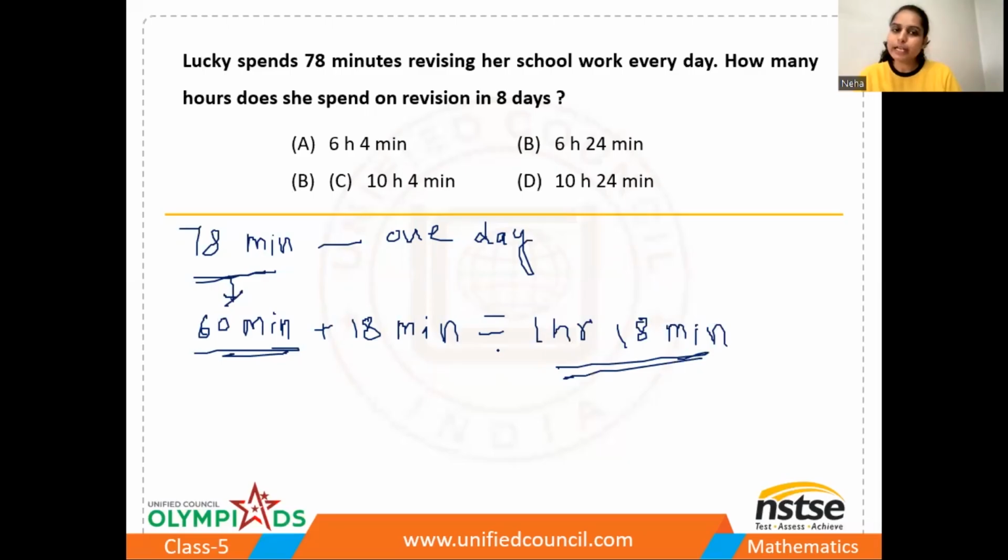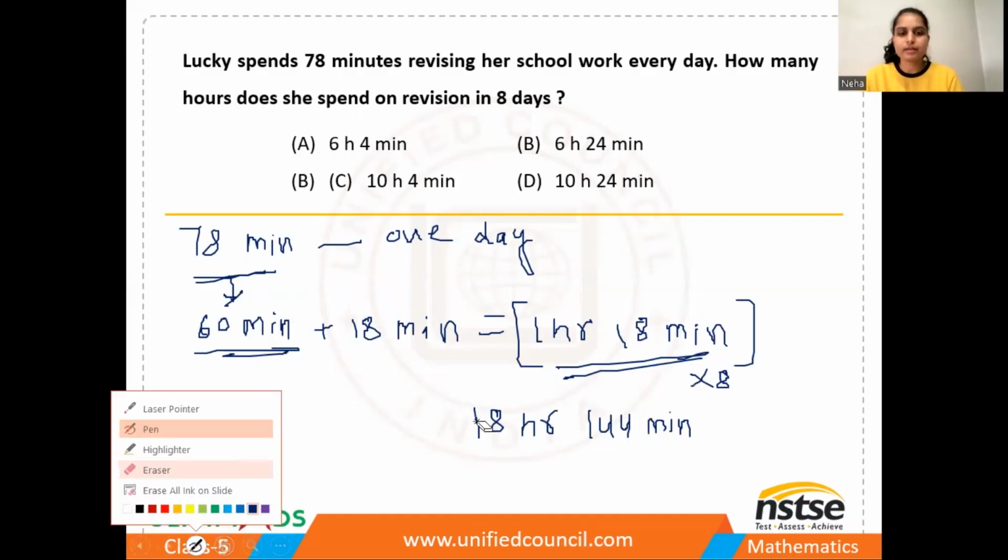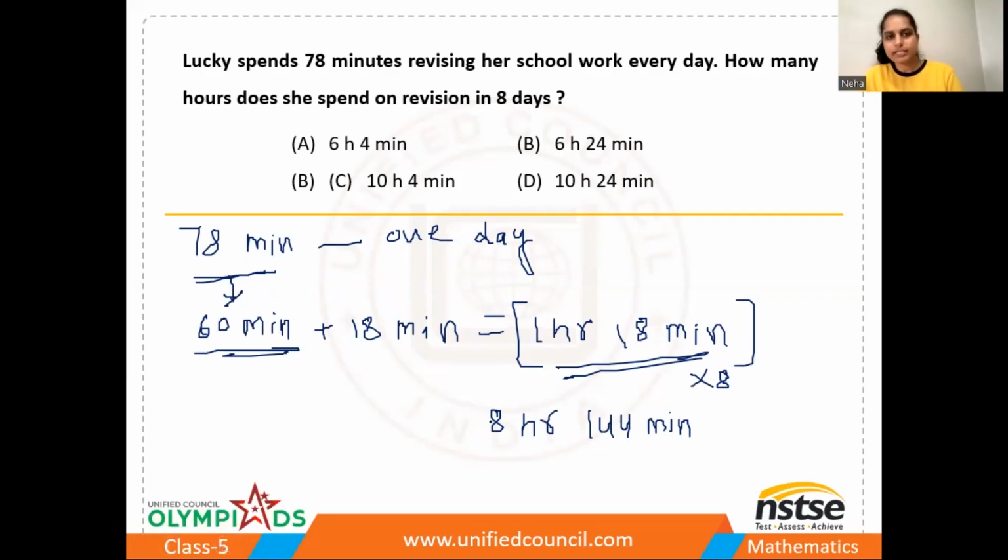Now what is the time for 8 days? Just multiply it with 8, correct? So 8 multiplied by 1 is 8 hours, and 18 multiplied by 8 is 144 minutes, correct? Wait a second. This line is not clear, right? Okay, so 8 multiplied by 1 is 8 hours, and 18 minutes, 18 multiplied by 8 is 144, right?